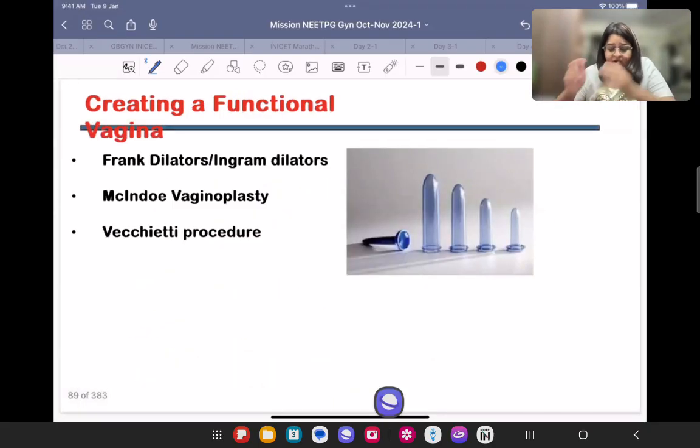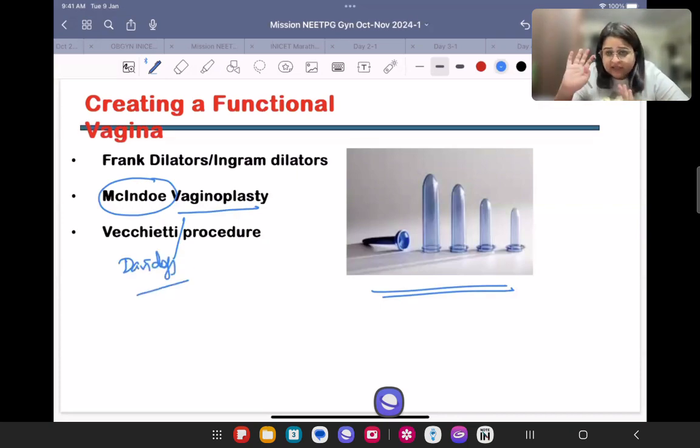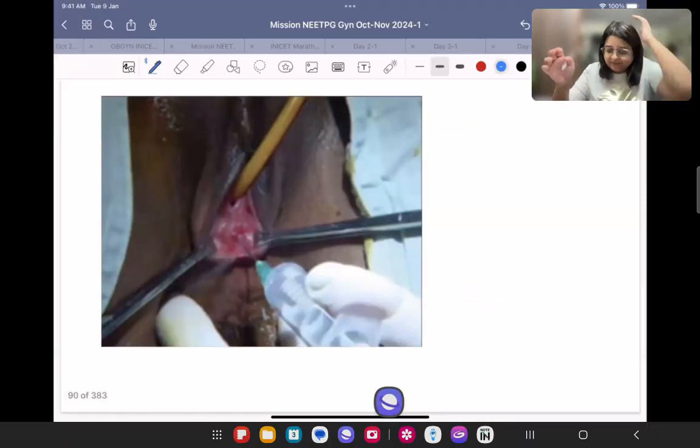Now coming to the different, as I told you, these are the different dilators which you can use. This is the non-surgical technique, and for vaginoplasty, the most common are McIndoe, Vecchietti or Davydov. These are the other procedures which we have again already discussed. This is a picture of how the external genitalia looks.